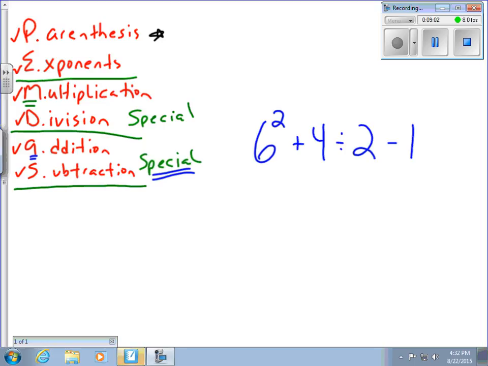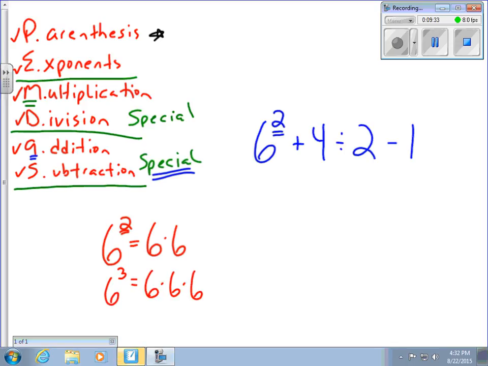All right, now we have exponents here. And in the honors math class, we will be dealing with exponents. Remember, the exponent right here tells us how many times I multiply the original number by itself. So in this case, we have 6 to the second power, and that equals, I multiply 6 by itself 2 times. So 6 times 6. If I had 6 to the third power, it would be 6 times 6 times 6. I have 3 6s I multiply by. That's what the exponent means.